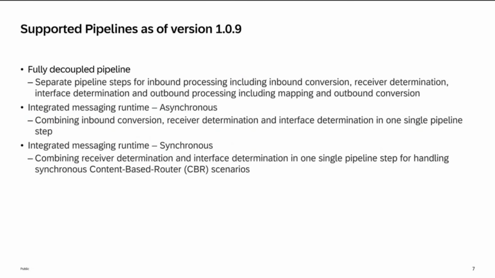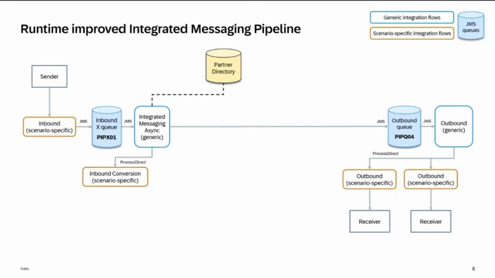Nowadays, we do have 3 different pipelines. As I said, we have started with the fully decoupled pipeline, and then we did some improvements, building a so-called integrated messaging runtime for asynchronous message processing. And we also have put in a synchronous integrated messaging runtime if you have content-based router scenarios, right? Where based on an XPath, you pass it to one receiver or the other, but in a synchronous mode, right? Synchronous fashion. And that's how the integrated messaging pipeline looks like.